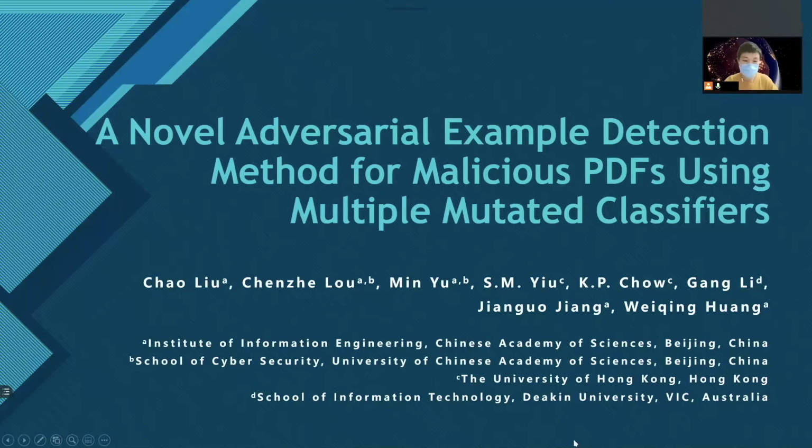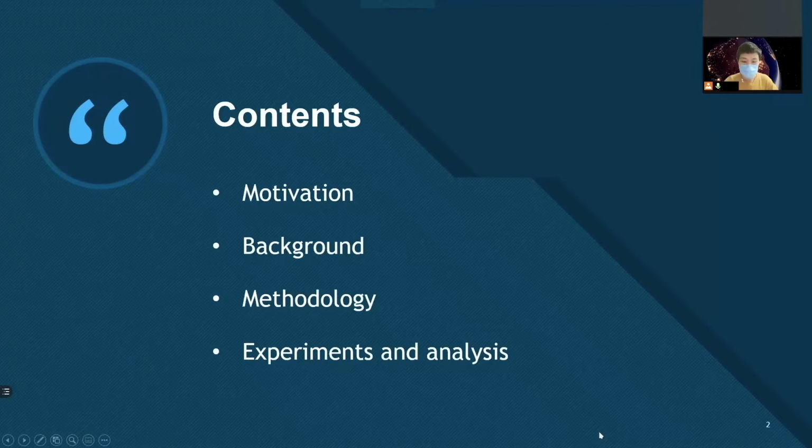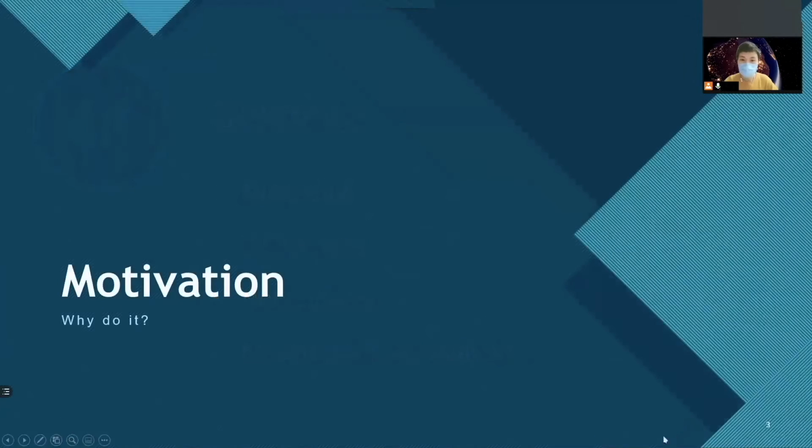Today, I would like to share with you our work, a novel adversarial example detection method for malicious PDFs using multiple mutated classifiers. My talk this morning is divided into 4 main sections: motivation, background, methodology, experiments, and analysis. First, I'm going to present the motivation for our work.